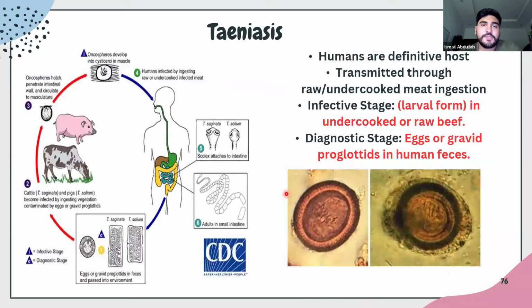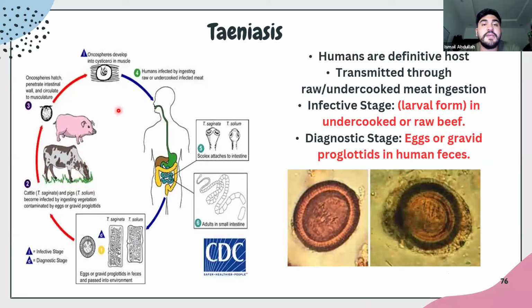All right. So, taeniasis. Now, in taeniasis, humans are the definitive host, and we have multiple species. We have solium, we have saginata, and this is basically because they have different reservoir hosts. It can either come from cattle or come from a pig.